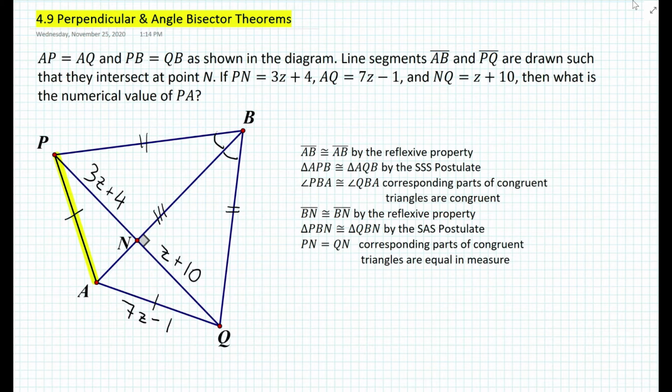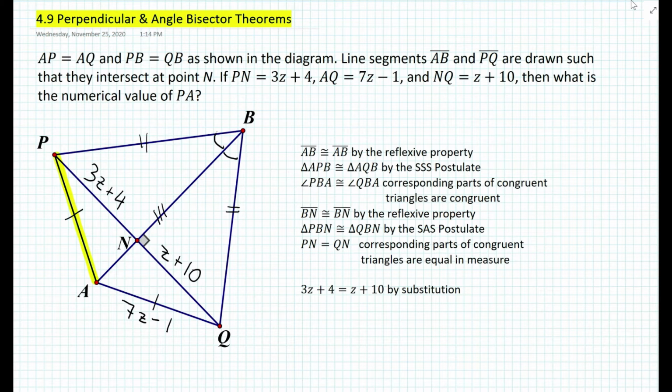Since the triangles are congruent, we can now say that PN is equal to QN because corresponding parts of congruent triangles are equal in measure. Notice that here I'm not writing that they're congruent, but that they're equal in measure. And the reason is because I want to simply substitute and want to figure out the value of z.